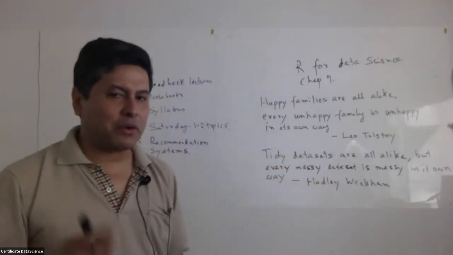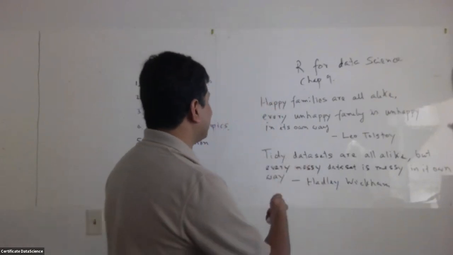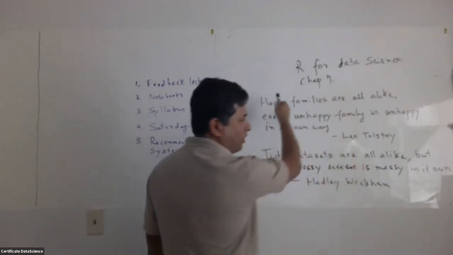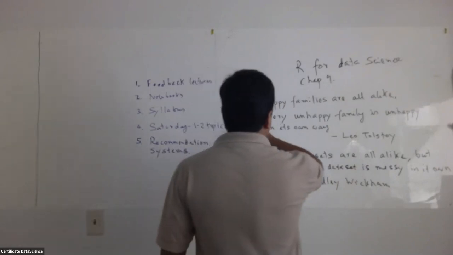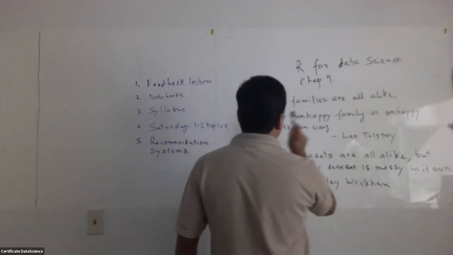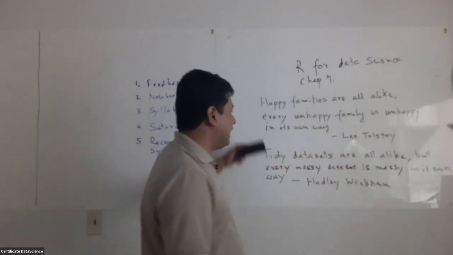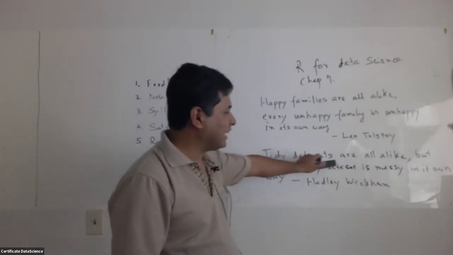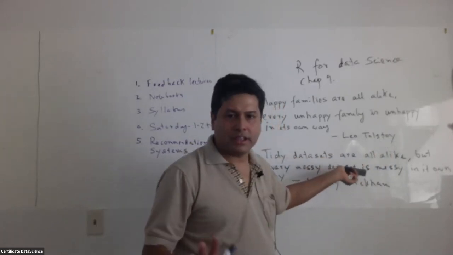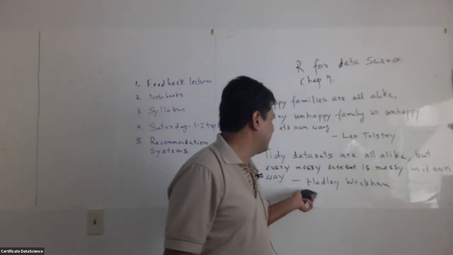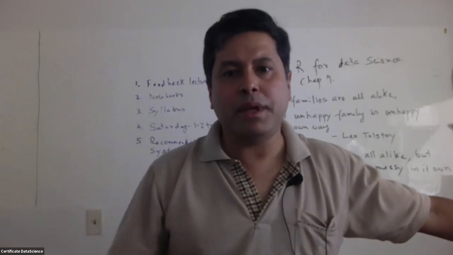So I will start with a quote that I saw in the book called R for Data Science. It's interesting actually. In chapter 9 at the top, they write, it's about tabular data. They say, happy families are all alike. Every unhappy family is unhappy in its own way, Leo Tolstoy. So in that, they're saying that tidy data sets, that means tabular data sets, are all alike. But every messy data set, which is unstructured, is messy in its own way, the author says. So that means there are too many variations that things can be unstructured.